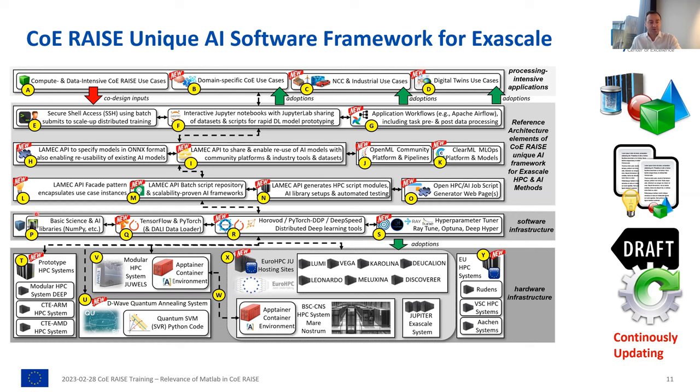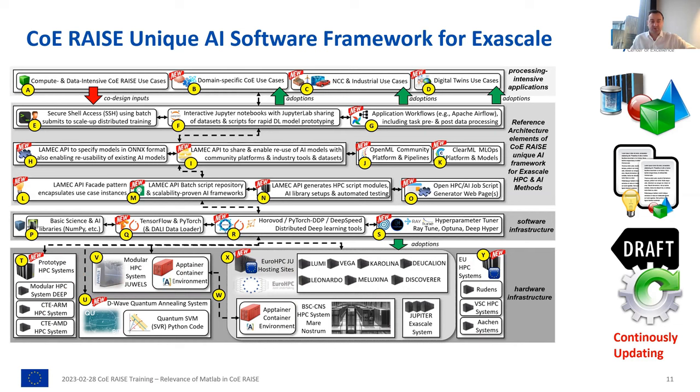But you see here MATLAB is very well represented in the basic science and AI libraries, next to the other ones we have in the framework, like TensorFlow, PyTorch, and so forth, where we have experience of scaling up and where we target to offer these framework elements also on the EuroHPC hosting side. This is still a plan. We're working on this, including the Jupiter Exascale system in 2024, hopefully. But many of the parts have already been tested and are adopted in other European HPC systems, the prototype HPC systems we have lots of experience with, or modular HPC systems like JUWELS, with quite a lot of GPUs and technology there.